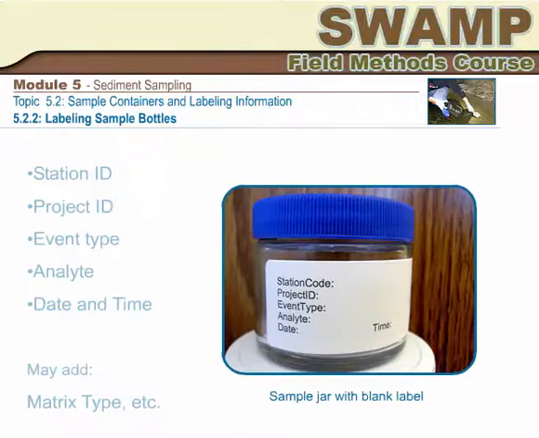For the SWAMP labeling method, label each container with the station ID code, project ID, event type, analyte, and date and time of collection. In most cases, these containers will be pre-labeled. Check with the SWAMP database team to determine the correct entries if needed, and feel free to add the matrix type and possibly other descriptors if you want. Prior to sampling, secure the label by taping around the bottle with clear packaging tape.